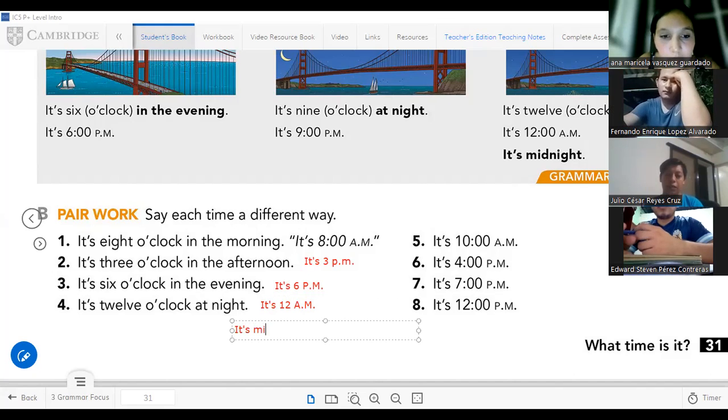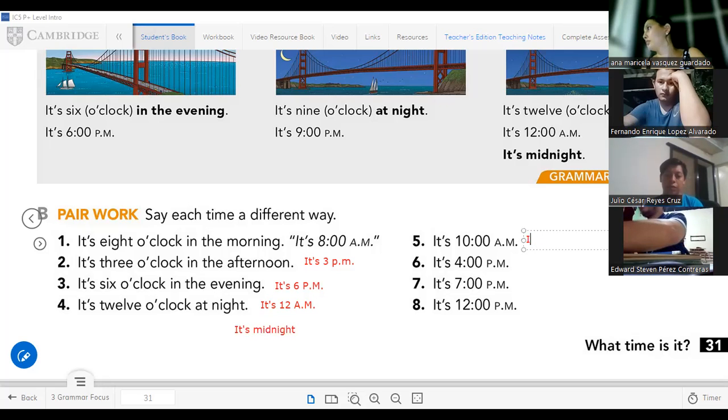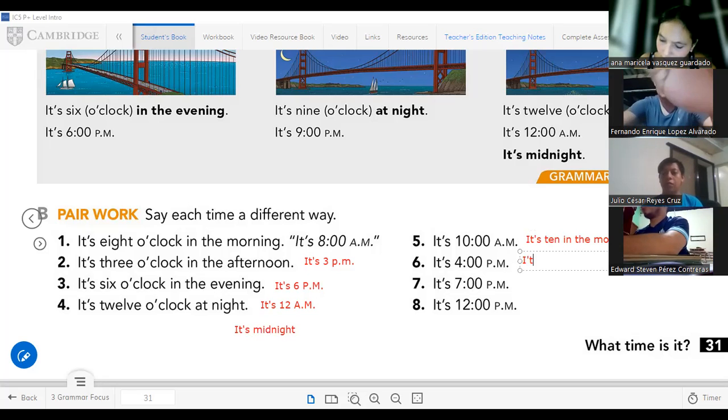It's 10 o'clock in the morning. It's 10 in the morning. Uh-huh. It's 10 o'clock in the morning. Or it's 10 in the morning. It's 4 p.m. It's 4 o'clock in the afternoon. It's 7 p.m.